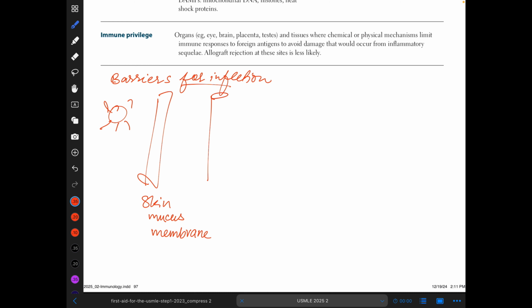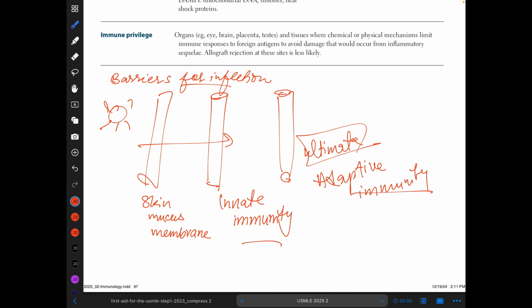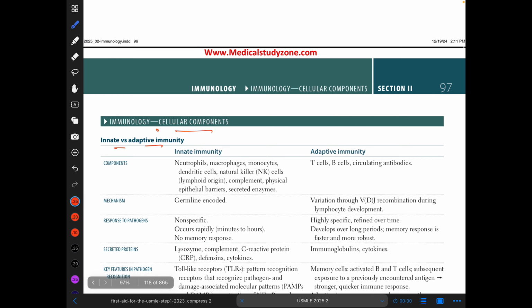Second, after defeating this line, they have to go through innate immunity. If they cross this, then they have to fight with the ultimate immune system, that is adaptive immunity. So this one is a sequence. So what is innate immunity, and what is adaptive immunity?